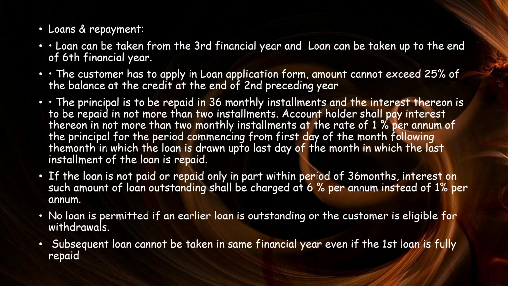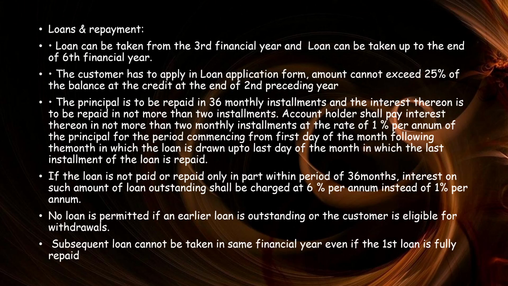Now, this is important. Account holders shall pay interest thereon in not more than 2 monthly installments at the rate of 1% per annum of principal for the period commencing from the first day of the month following the month in which the loan is drawn up to the last day of the month in which the monthly installment of loan is repaid. If the loan is not repaid, or repaid only in part, within 36 months, then the interest on such loan shall be charged at 6% per annum instead of 1% per annum. So now interest will increase if not paid in 36 months.